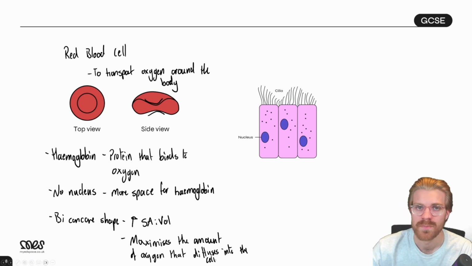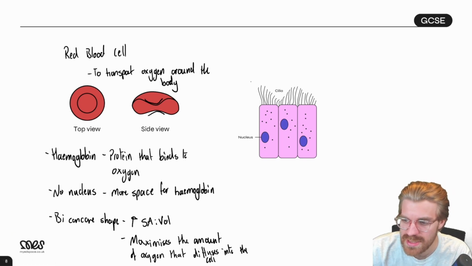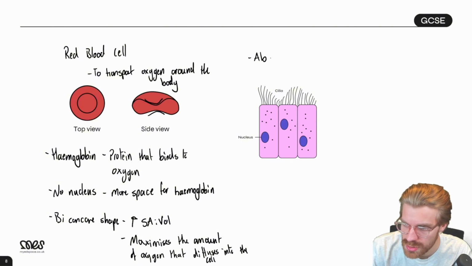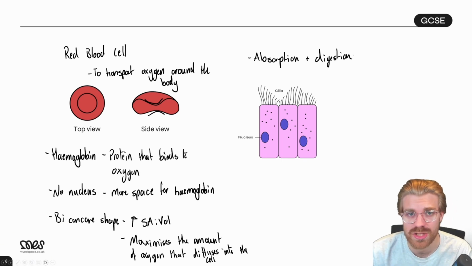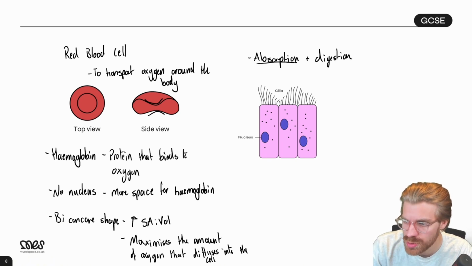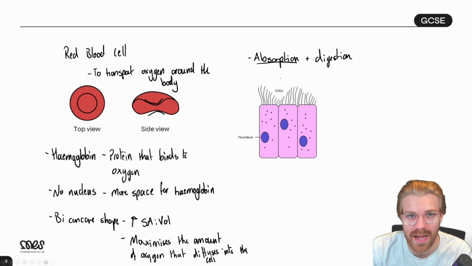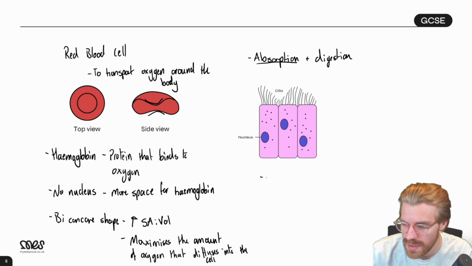Now, our last type of cell here is involved in absorption and digestion. So we can perhaps make some predictions as to what adaptations there would be. Well, if it's involved in absorption, perhaps it might have cilia or microvilli as well.